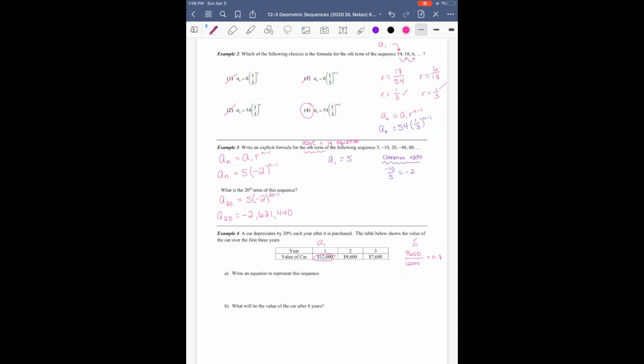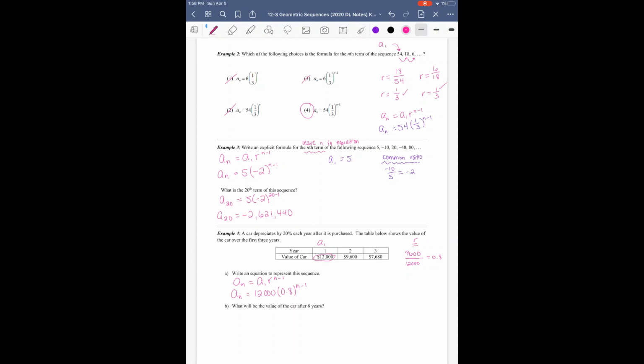So I'm going to write an equation to represent the sequence by using the explicit formula. So I have a sub n equals a sub 1 times r to the n minus 1. I'm going to substitute in those two values. So a sub n is equal to my first term of 12,000 times the common ratio of 0.8 to the n minus 1.